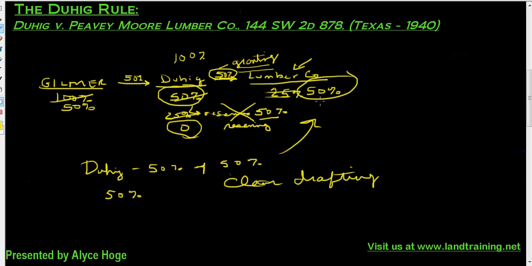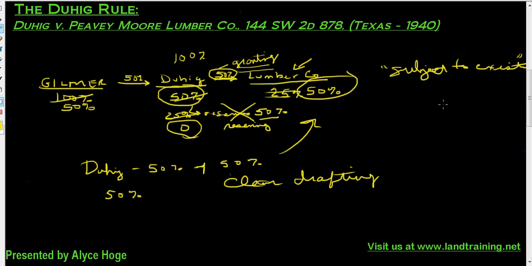So even language like "this interest is conveyed subject to existing reservations" is enough to defeat Duhig. Now we're putting the lumber company on notice, hey, you know what? There were some existing reservations here. There were some prior reservations here.